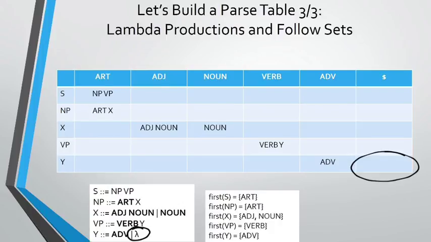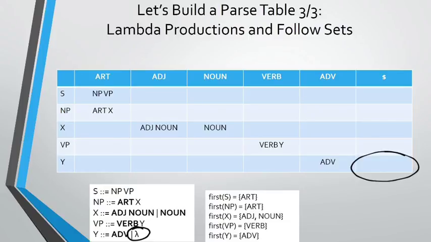Why, or excuse me, how do I know what to do with this lambda? I've already given us a hint. Got ahead of myself a little bit. There should be a production here. But the question is, how do I know that? The way we're going to know this is by looking at something known as follow sets.